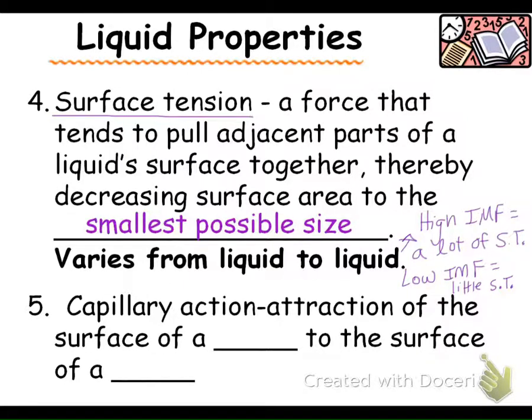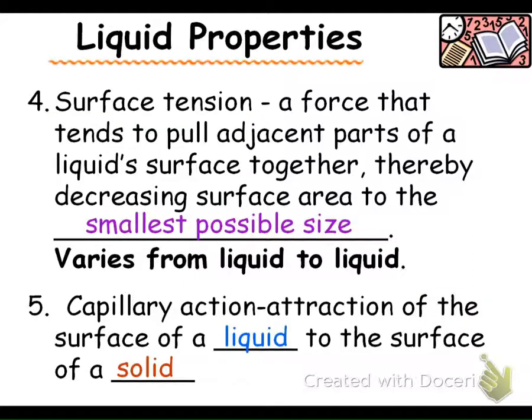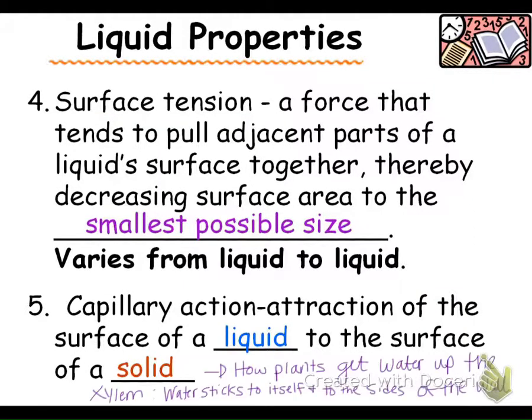So another liquid property is capillary action, and that's just the attraction of the surface of a liquid to the surface of a solid. And remember, the best example of capillary action is how plants get water up the xylem. Remember, the xylem is how plants transfer water, and the phloem is how plants transfer food. And so plants are going to wick water up the xylem. Water will stick to itself, and water will also stick to the sides of the wall of the xylem. That's essentially adhesion and cohesion, and we'll talk about that in just a minute.